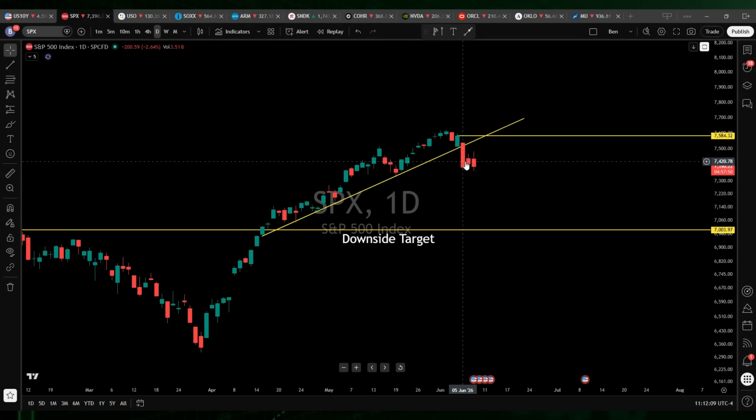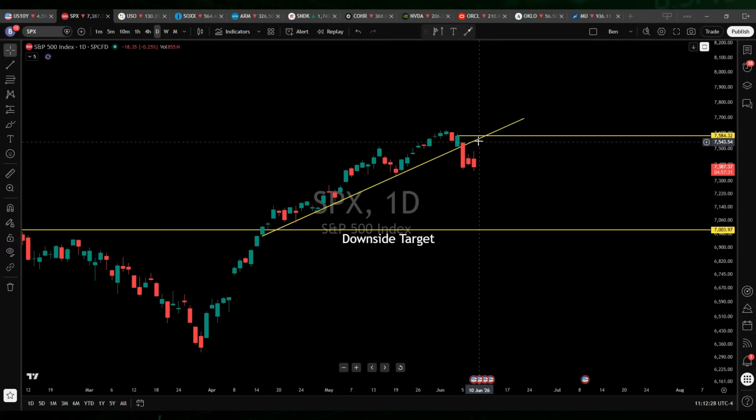You're going to wait for either A, price to consolidate over the next few days, because right now we're putting in this nice bear flag. However, still immature. So we need it to play out a little bit more, and then we can see further downside.